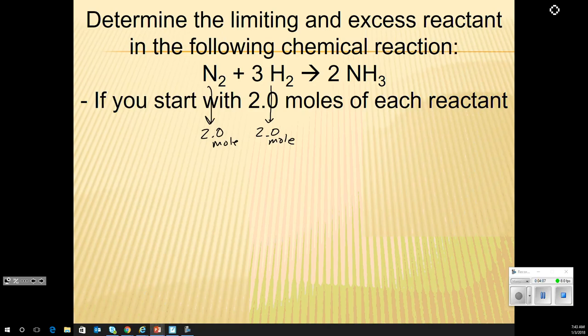When we have an equation given to us and we're given what we start with, we need to be able to figure out how much we're going to make. So here it says I started with 2 moles of this and I started with 2 moles of this. And I need to figure out what's going to be my excess and what am I going to run out of, my limiting. And since I can look at this now and I can say, oh, for every one of these, I need three of these, which one am I going to run out of first? Without doing any math, just in your head.